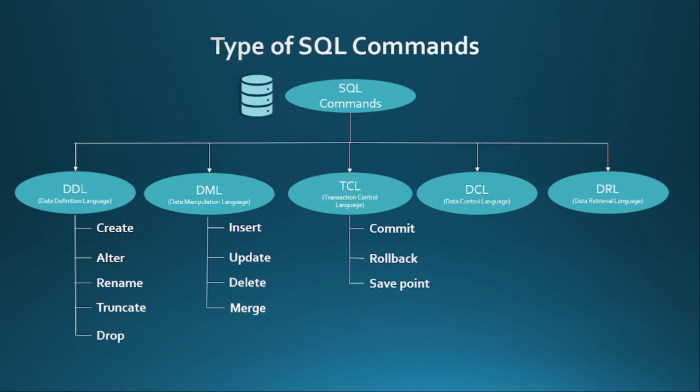Moving to next, data control language. Data control language commands are grant and revoke. These are the privileges which we can provide. Granting privileges to the user who is going to execute, or revoking the access from the objects for that particular user. The final is data retrieval language. We have only select. Select is the main command to retrieve the data from the database.